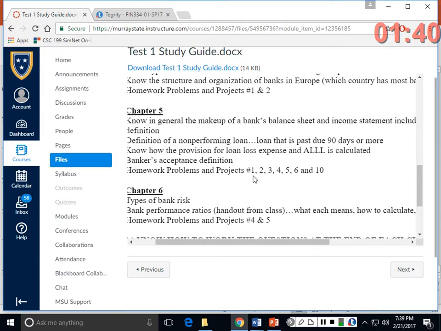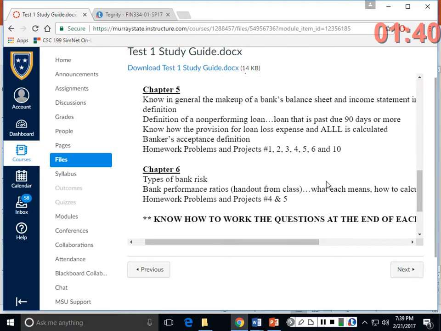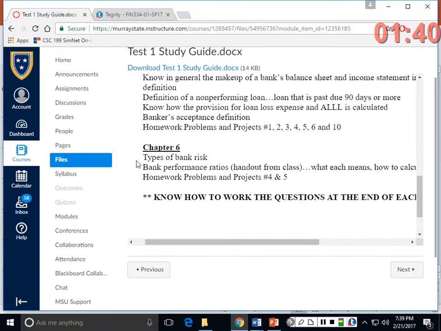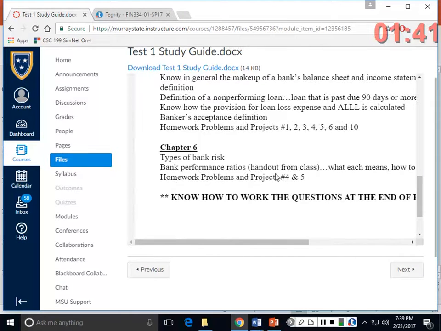Know the banker's acceptance definition, so know what a banker's acceptance is. You can just Google that if you need to, but it should be in your book. And homework problems and projects listed here. And then finally, for chapter 6, the types of bank risk, the bank performance ratios, what they mean, how to calculate them, etc. And finally, homework problems number 4 and 5.